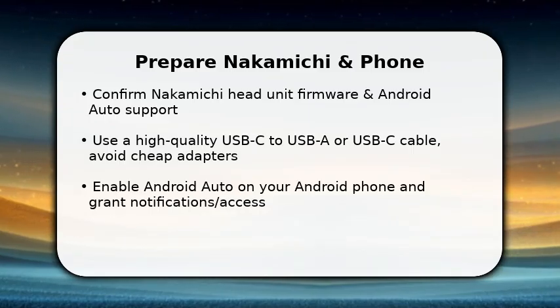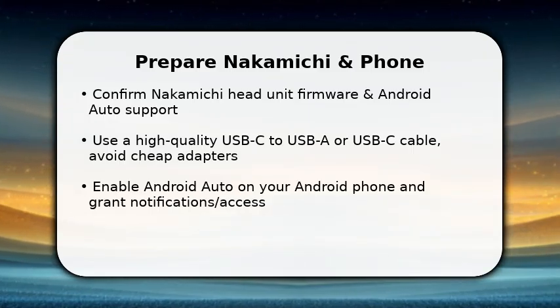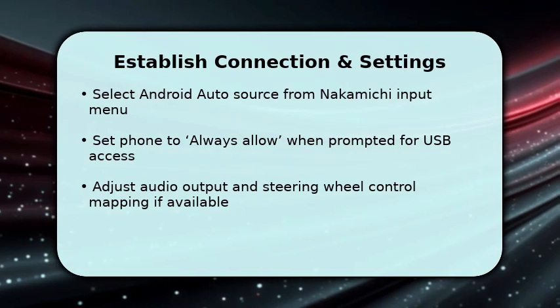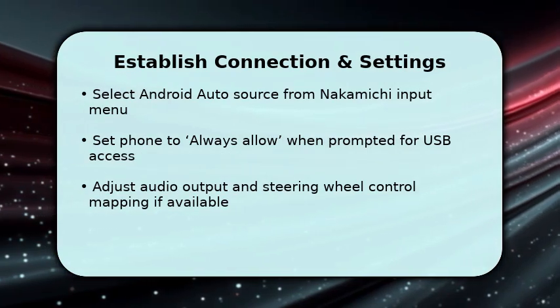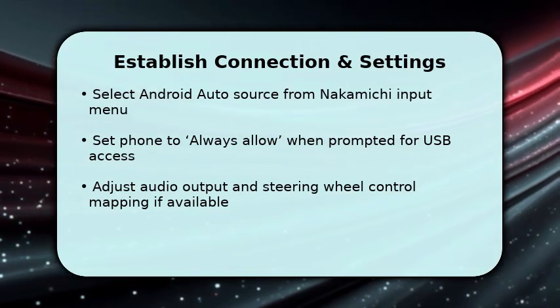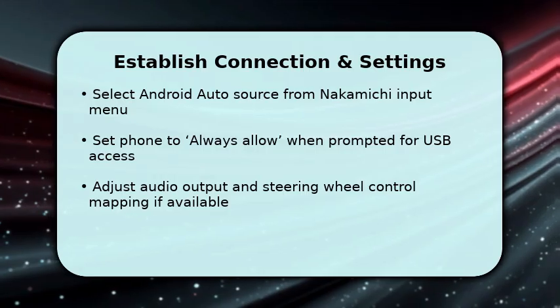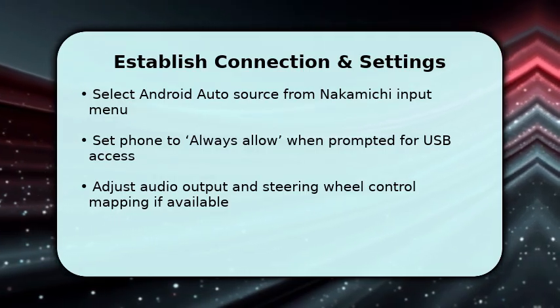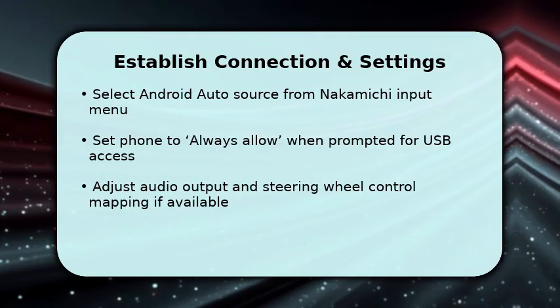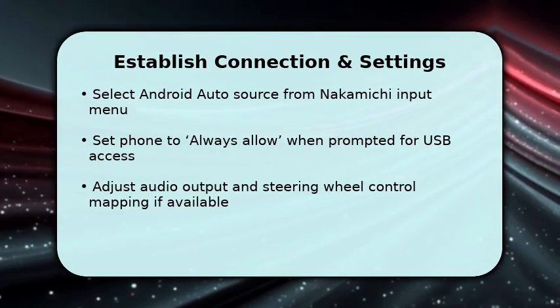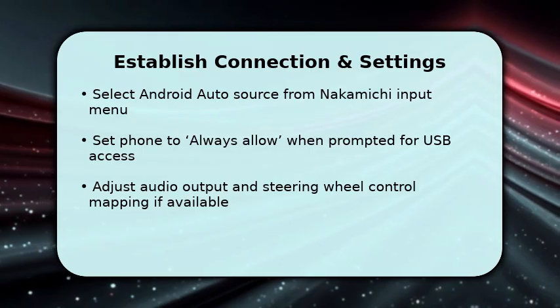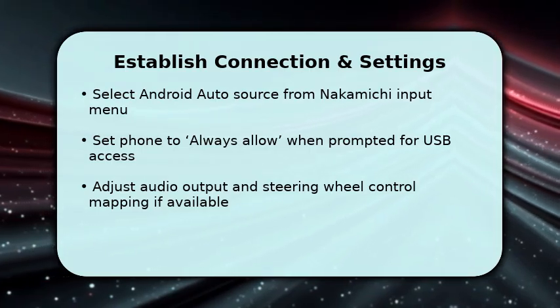Now plug the phone into the head unit and watch for the Android Auto prompt on both. You should now select Android Auto from the Nakamichi input or home screen, which tells the unit to initialize the protocol. If the phone asks for USB permissions, choose Always Allow so future connections are seamless. Make sure media audio and phone audio are enabled in Bluetooth settings in case the unit falls back.